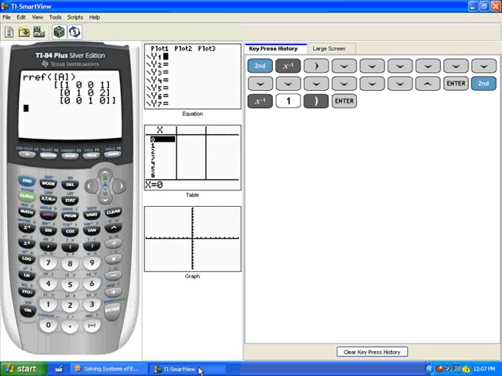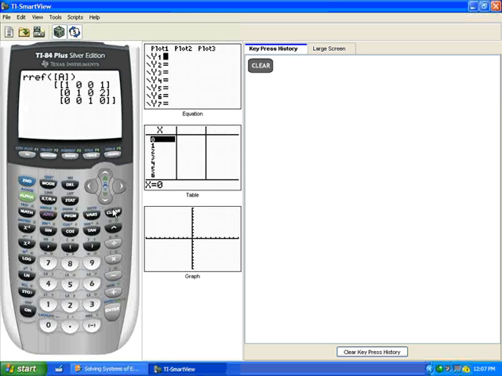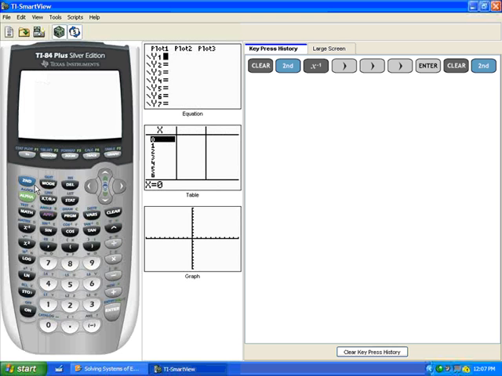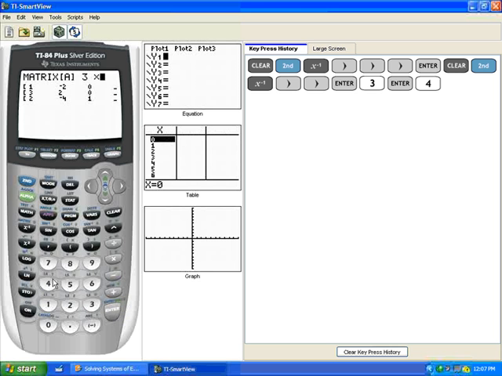Now let's go put this one in the calculator. Second function, matrix, back over to edit. Whoops. Again, second function, matrix, over to edit, hit enter. Still need a 3 by 4. If this was a system of 2 equations with 2 unknowns, I would say a 2 by 3, but this one's a 3 by 4.